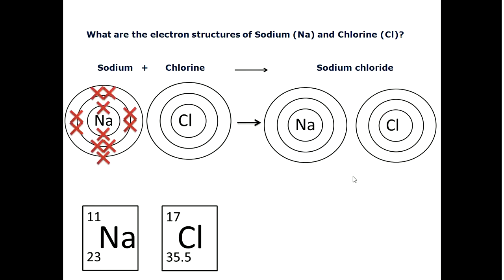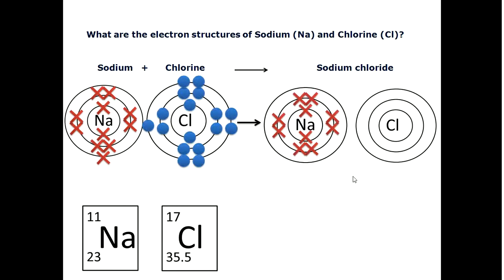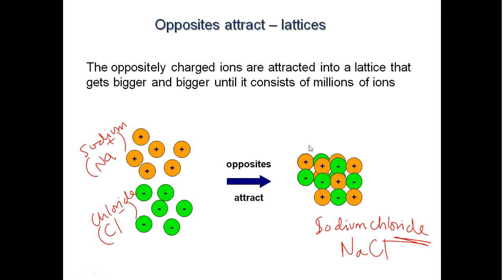Now let's go over the electronic structure of sodium and chlorine. As you can see, chlorine has gained an electron from sodium atom, shown by the cross. Opposites attract. The oppositely charged ions are attracted into a lattice that gets bigger and bigger until it consists of millions of ions. So you have sodium Na+ ion and chloride Cl- ion to form sodium chloride.